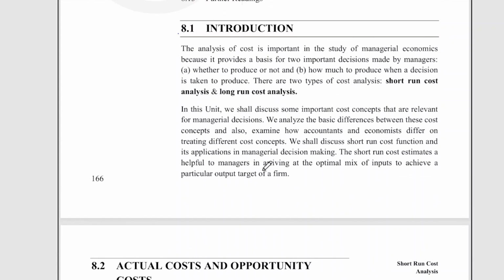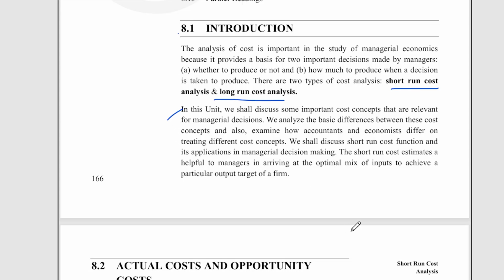So the analysis of costs is important in the study of managerial economics because it provides a basis for two important decisions made by managers. One is whether to produce or not, and how much to produce when a decision is taken to produce. There are two types of cost analysis: short run cost analysis and long run cost analysis.